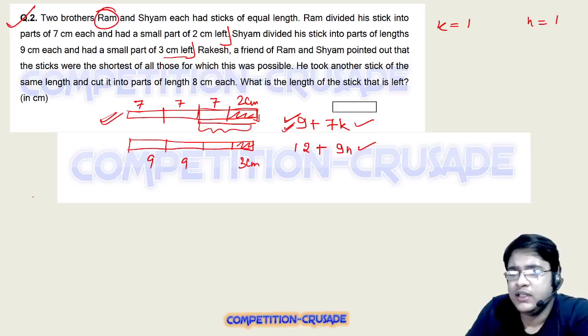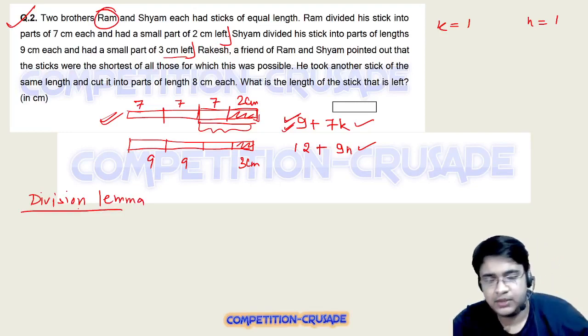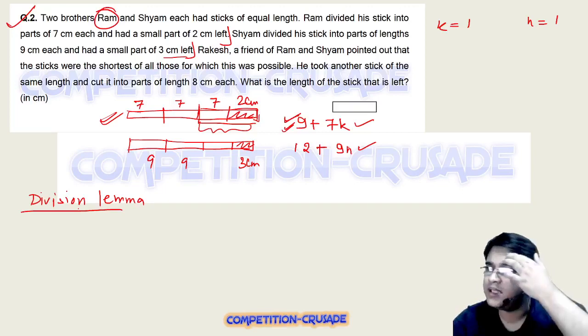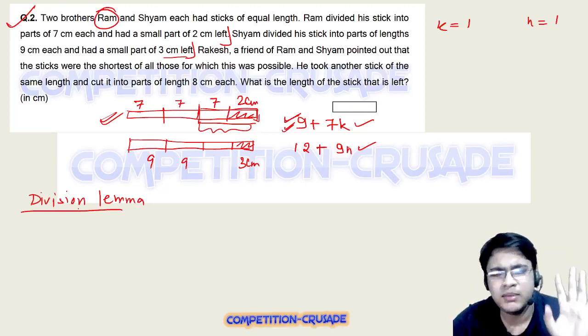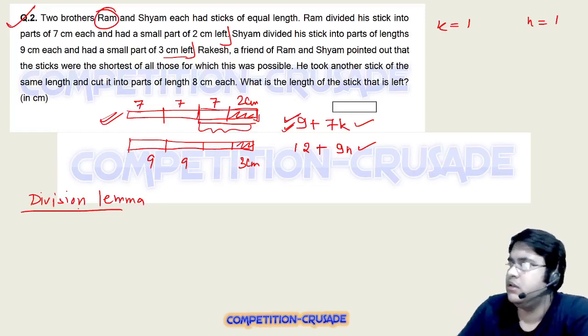If you go by the division lemma, which is dividend is equal to divisor into quotient plus remainder, you can also understand this by that. But I'm saying I don't remember the division lemma. I have to solve it on my own now.